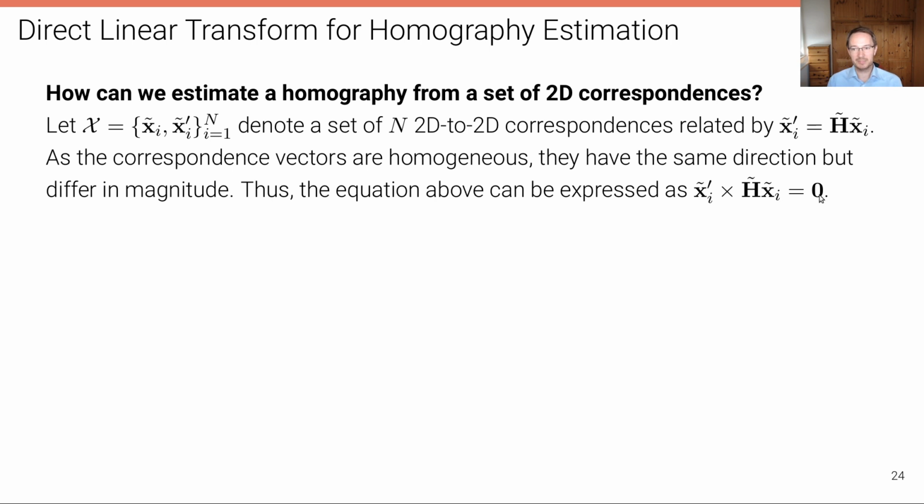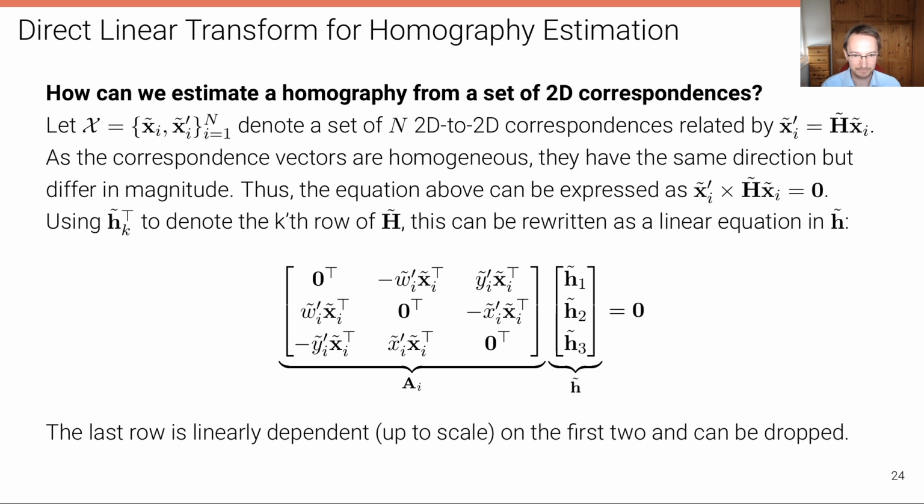And the reason for this is that the cross product of two vectors is 0 if these two vectors are pointing in the same direction, but it doesn't depend on the length of these two vectors. So this is a more convenient expression for us to work with, because we want to make sure that these two vectors, x tilde and x tilde prime, are homogeneous vectors, so they can scale arbitrarily. So this is the term that we are concerned with.